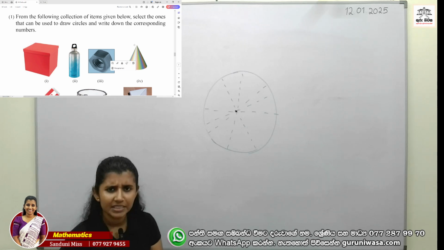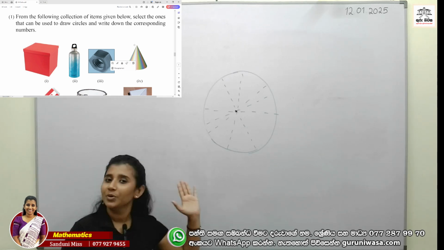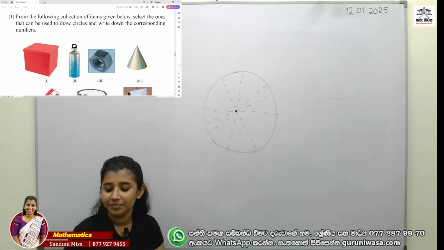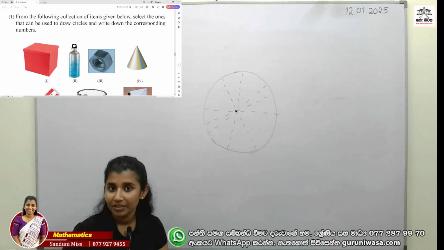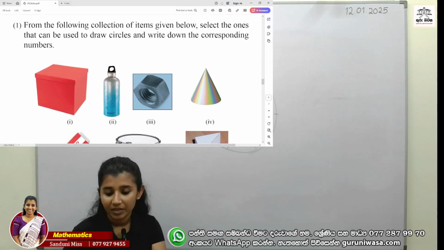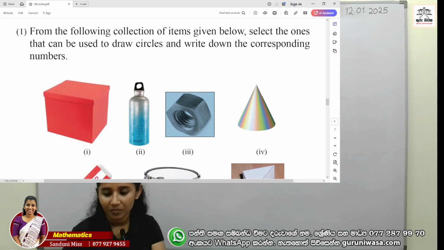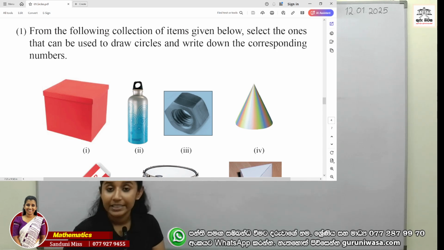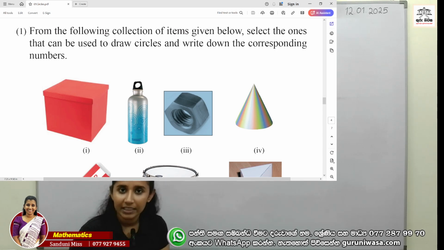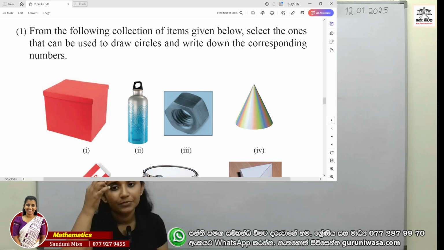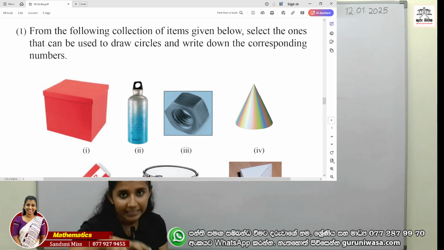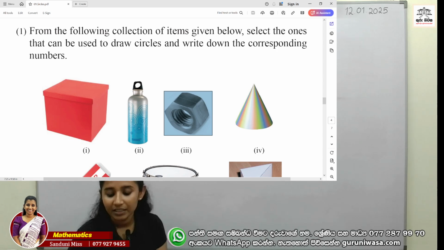Now we brought different objects to the classroom, can you remember? I'll make it a little bit bigger. We brought different objects to the classroom, and from those objects also we drew. Now see here, using these objects, whether we can draw.